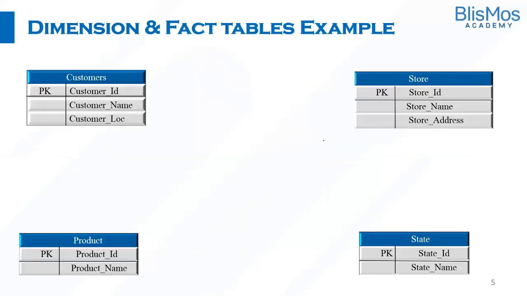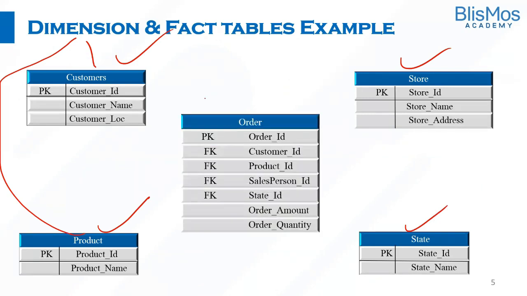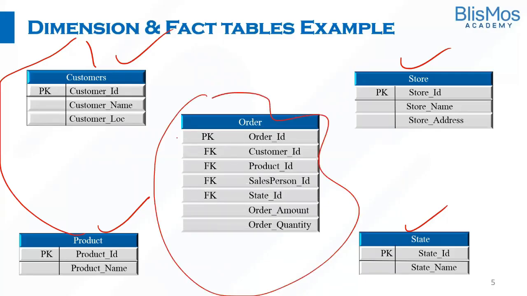You can see here there are four tables: customers, product, store, and state. What are these? These are dimension tables. Why are these dimension tables? Product ID is describing the product, customer is describing the customers, store is describing the store, and state is describing the state. In the center, we have one more table called order. What kind of table is it? No brainer, right? It is a fact table.